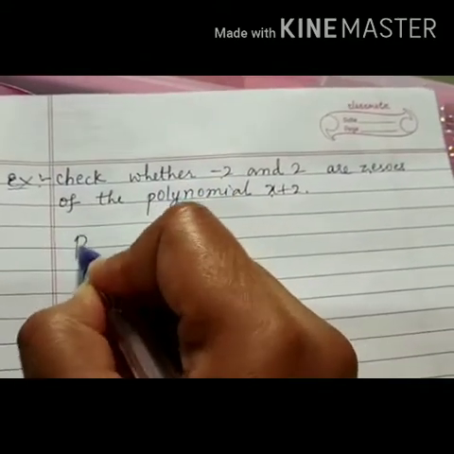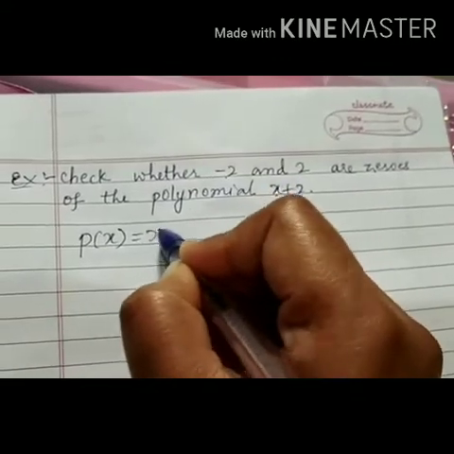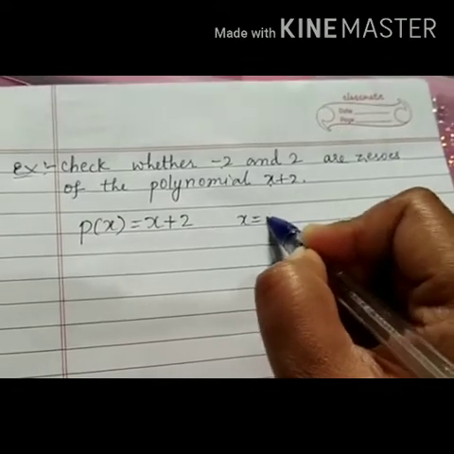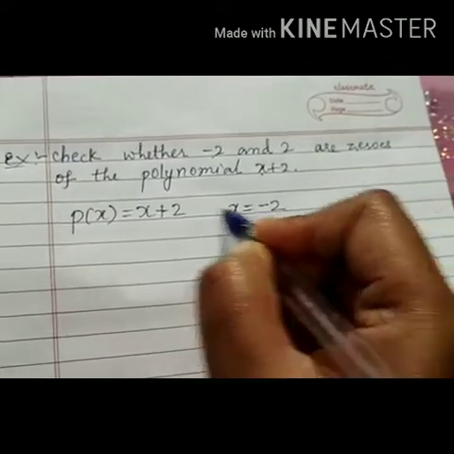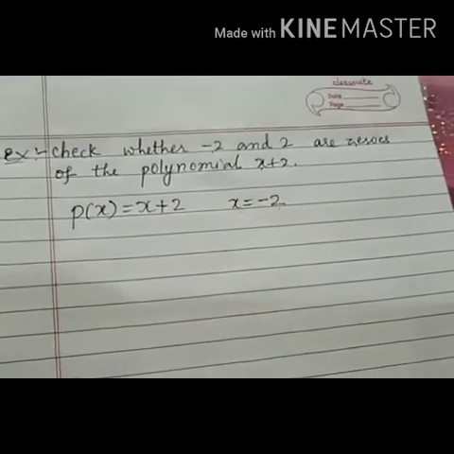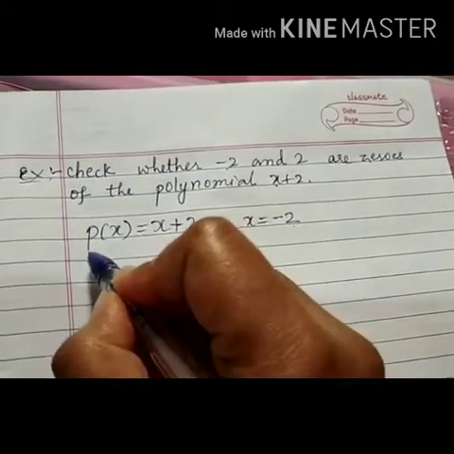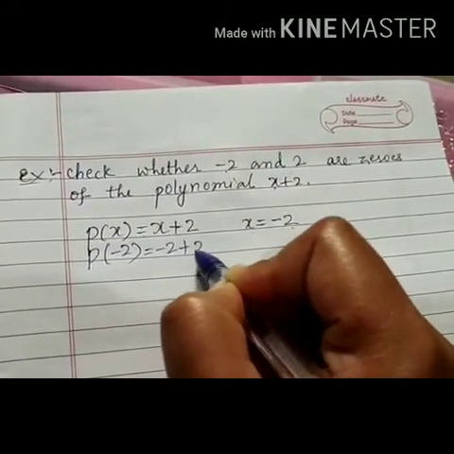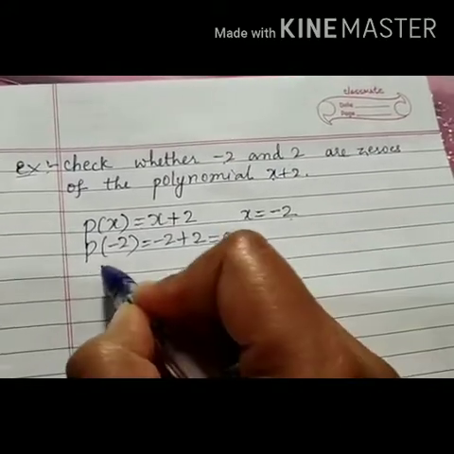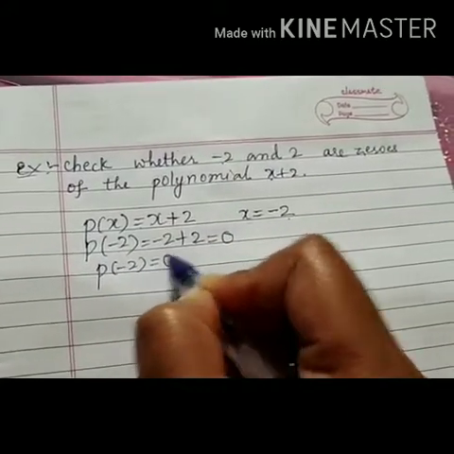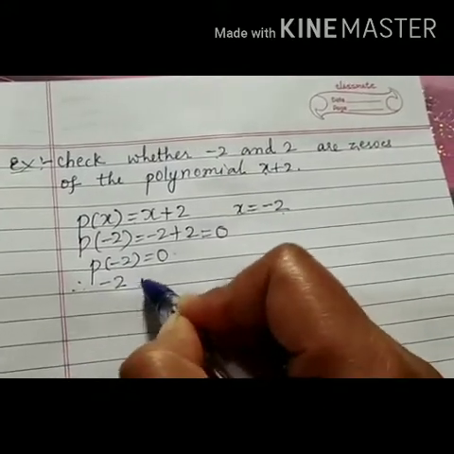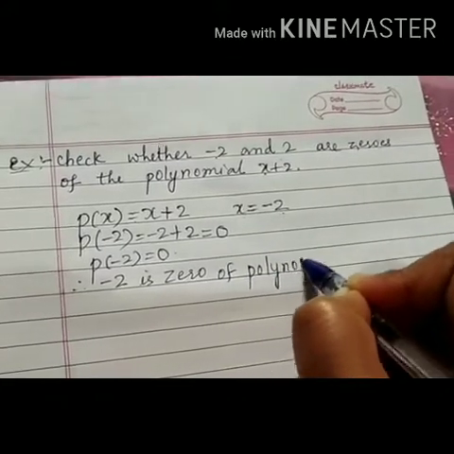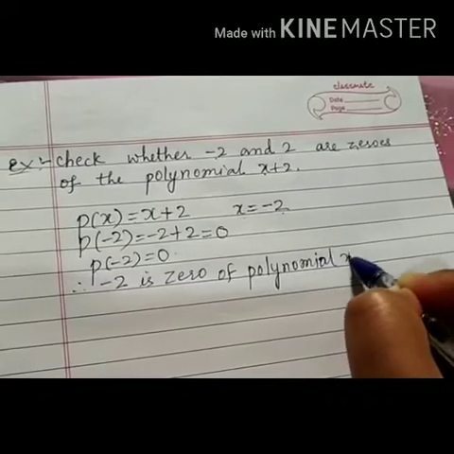Let's consider this as P of x is equal to x plus 2. We'll take any one value. Let's start with x is equal to minus 2. If x is equal to minus 2 is substituted in the given polynomial, let's check whether it is 0 or not. So P of minus 2 is minus 2 plus 2, which becomes 0. Therefore P of minus 2 is equal to 0. So we can say that here, yes, minus 2 is the 0 of the given polynomial x plus 2.